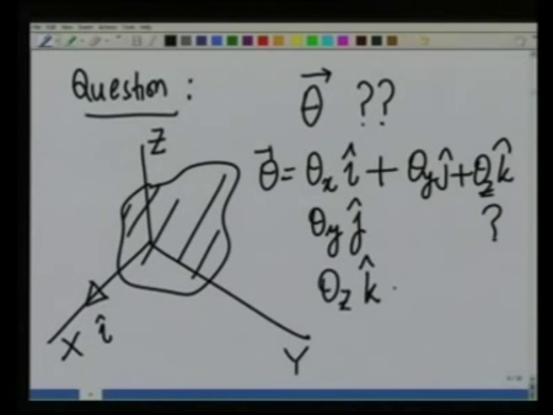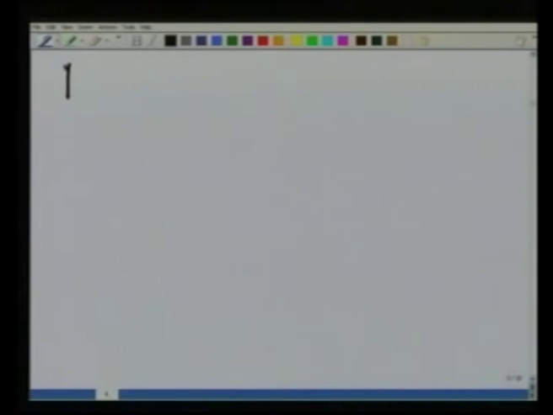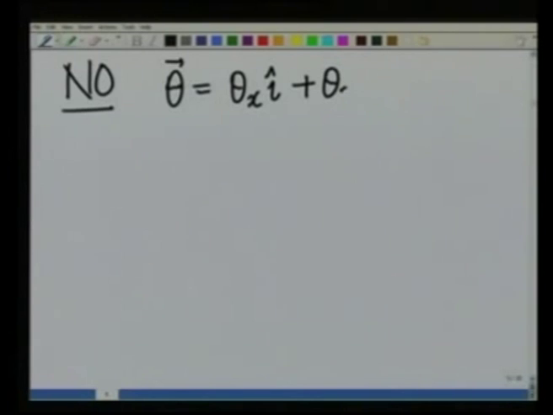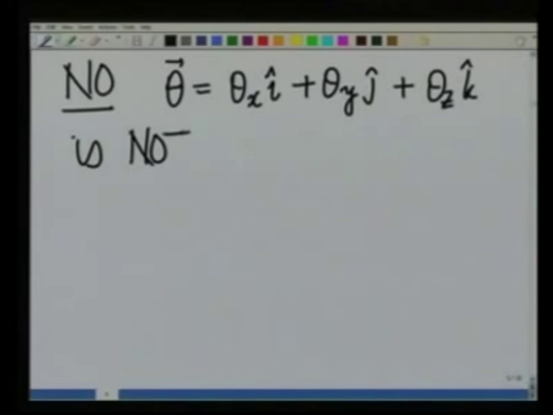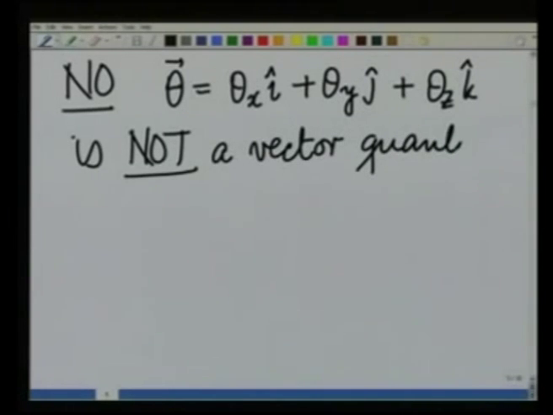And the answer to this in one word is no. No. Theta, if I take this to be theta x i plus theta y j plus theta z k, is not a vector quantity. And the reason for this is very simple, as I will now illustrate.